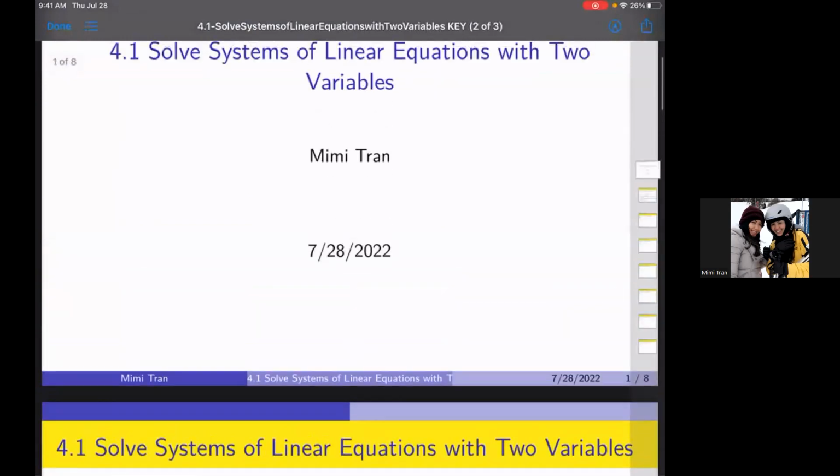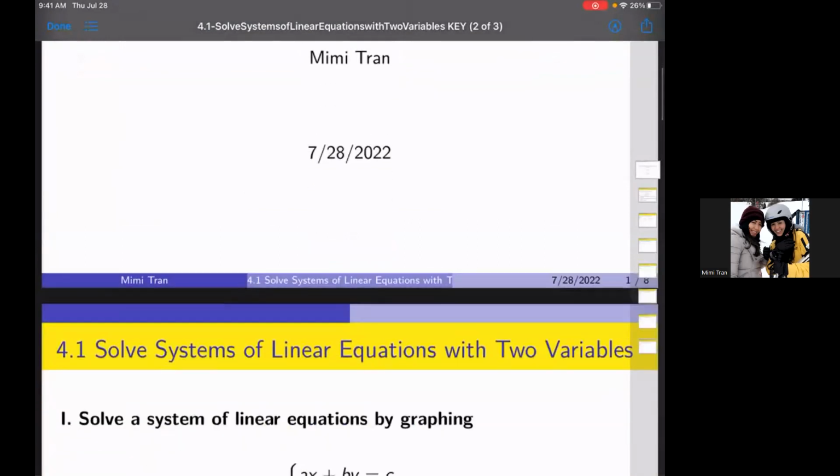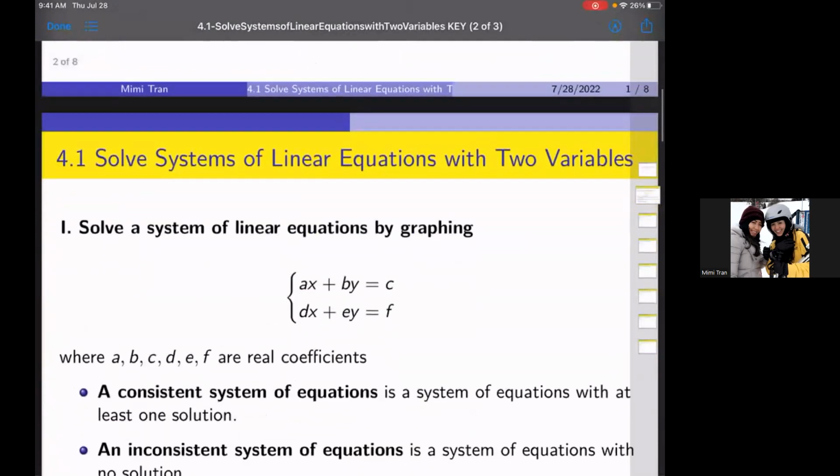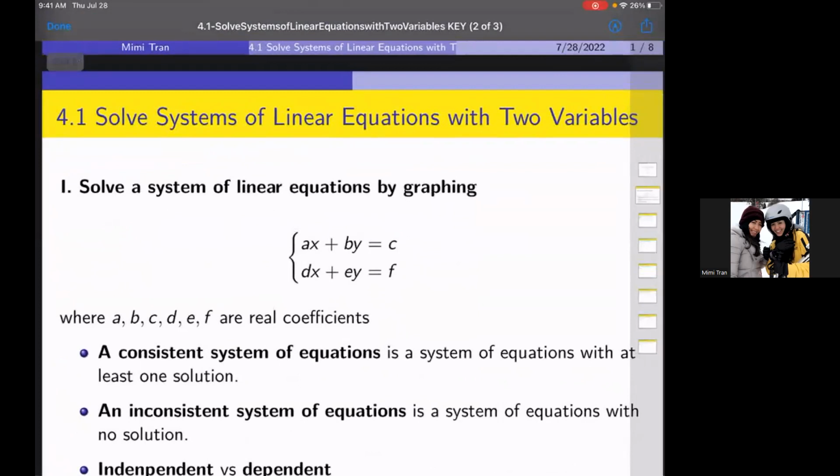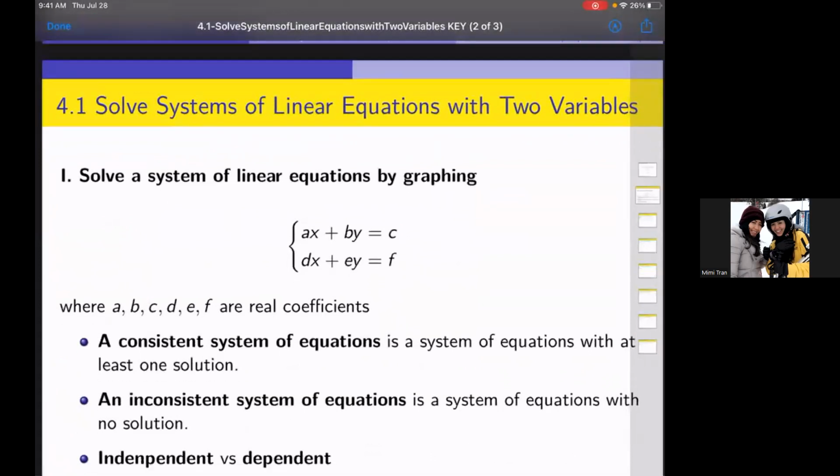Okay, 4.1 is totally different animal. It's no longer a law. It's back to solving equations. Now, instead of one equation at a time, we're solving a system of them, like 1, 2, or 3. But let's take one step at a time. Let's do 2 systems at a time. So here is the system of linear equations: AX plus BY equals C, and then DX plus EY equals F. A, B, C, D, E, F are just real coefficients.